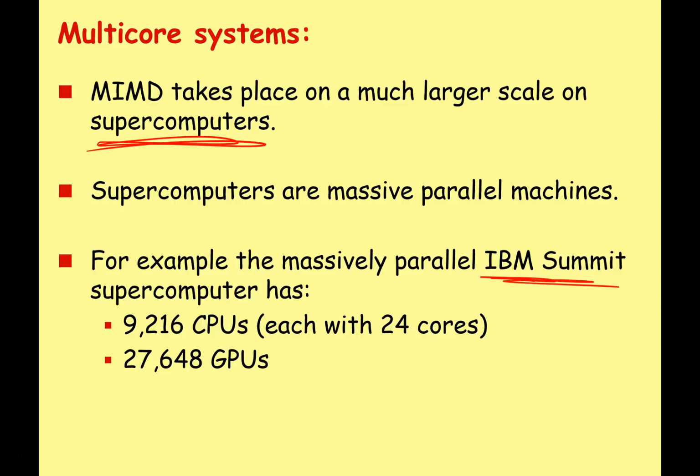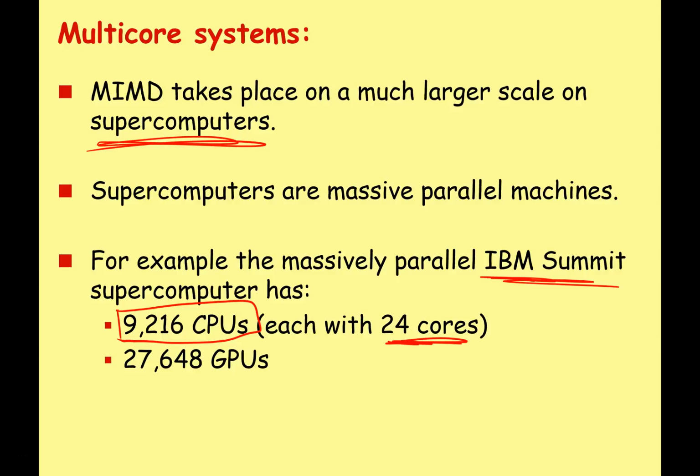This has, wait for it, a total of 9,216 CPUs. Each CPU has 24 cores. So each CPU has 24 processing units built into it. So you can do the math, that's a lot of parallel processing.